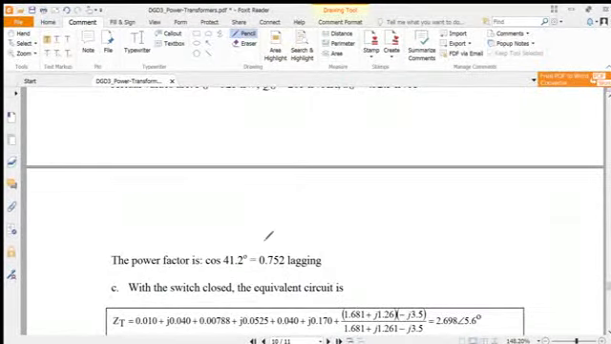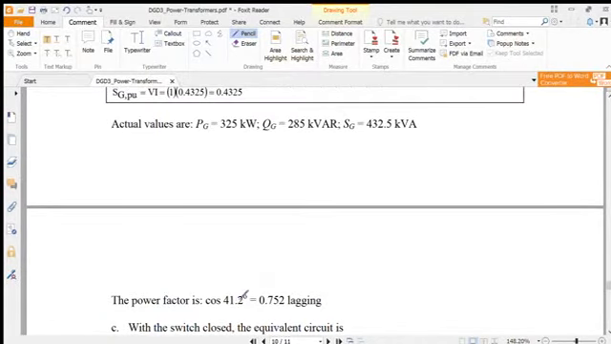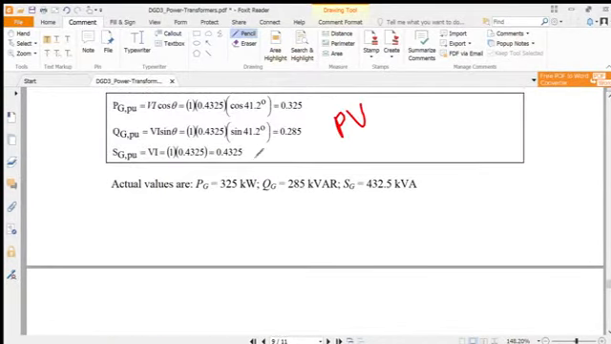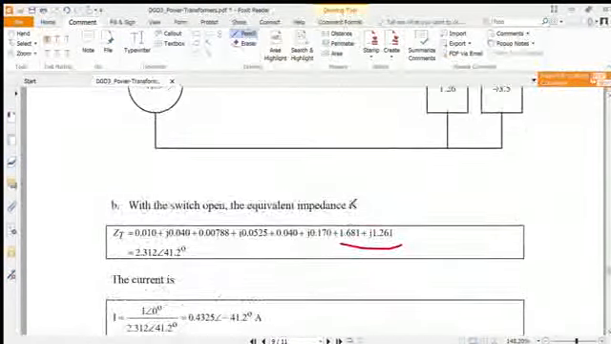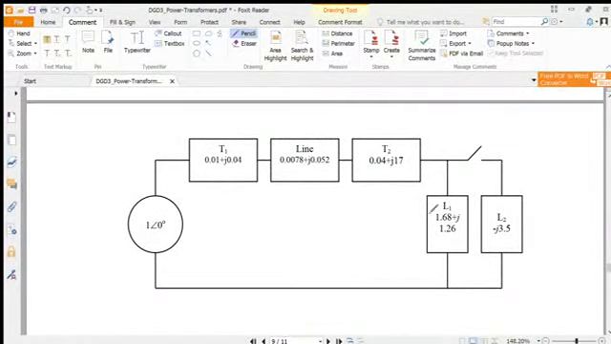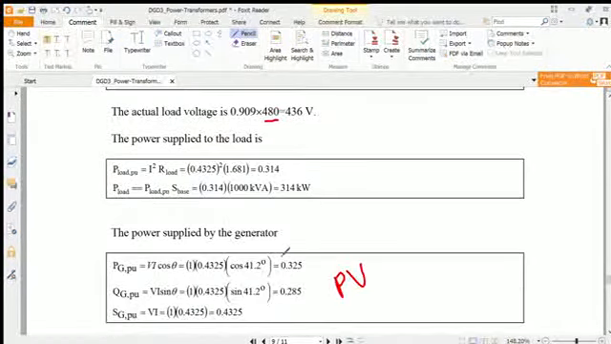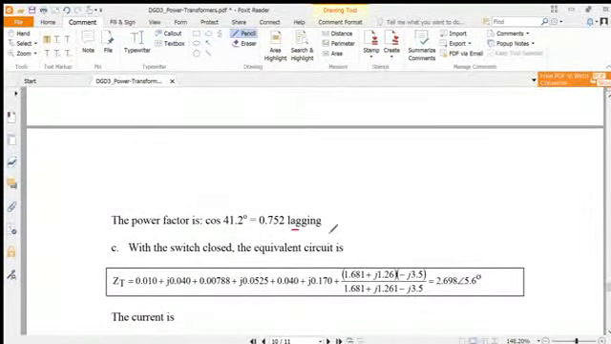Okay, and so what is the power factor? The power factor is just cos theta. Theta is 41.2. It's a lagging power factor. Why is it lagging? Because the load is an inductive load, and an inductive load causes a lagging power factor. Yes, this one is lagging.